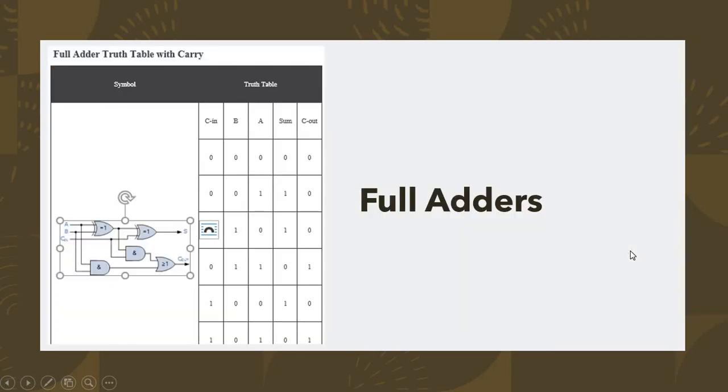Okay, so if you're going to combine those two half adders, you will come up with the full adders. So if you're going to look at the truth table of the full adder, okay, you have the CN, B and A. These are now your inputs, and your outputs now are the sum and the C out.